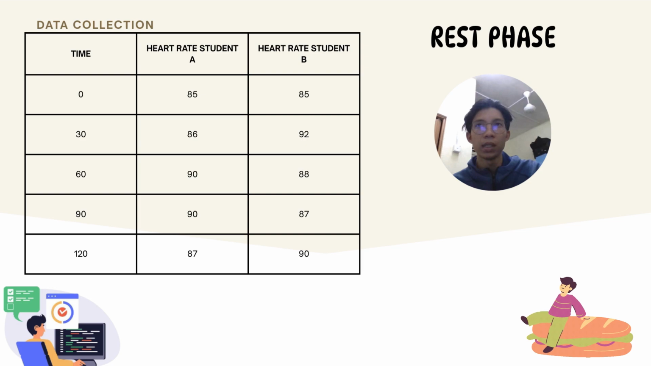Subject A, which is Siraj, recorded heart rate values of approximately 85 to 90 beats per minute, while subject B showed slightly higher values ranging from about 85 to 92 beats per minute. So this phase represents the baseline heart rate of each subject before physical activity.